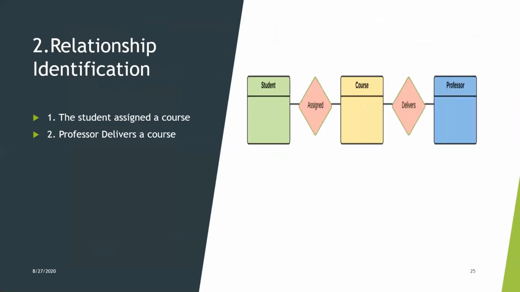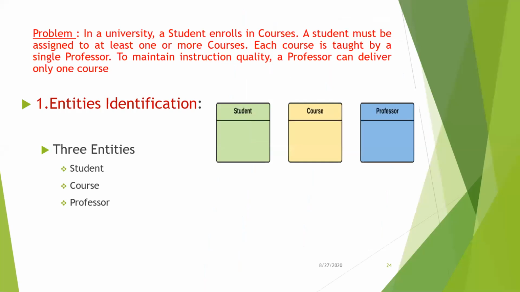And the second step is relationship identification. So here we have to go again and observe the problem. In a university, in the first statement itself, there is a relation: student enrolls in courses. But here we identified 3 entities, and in this statement there is a relation between 2 entities. So now we try to find the relation between the entities, and try to find the relationship between professor and course. Here a professor can deliver only one course. This is another relation.